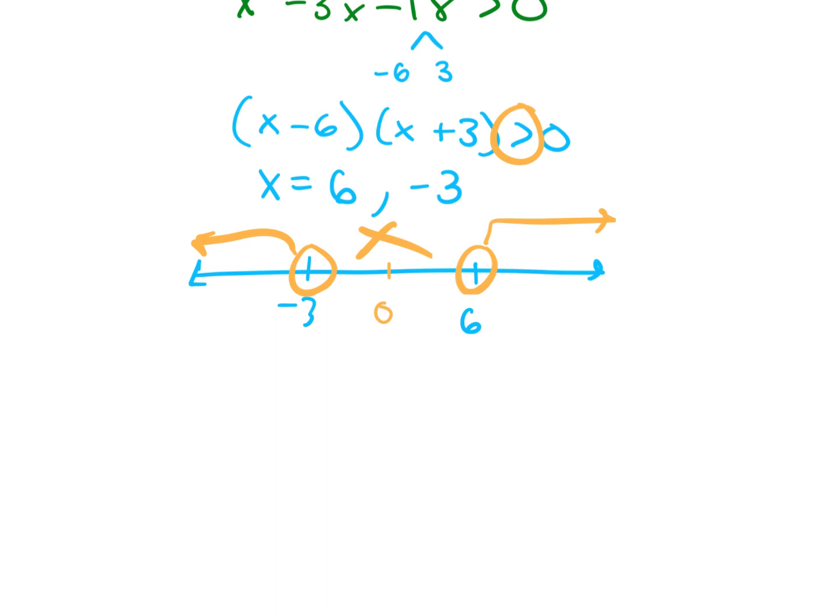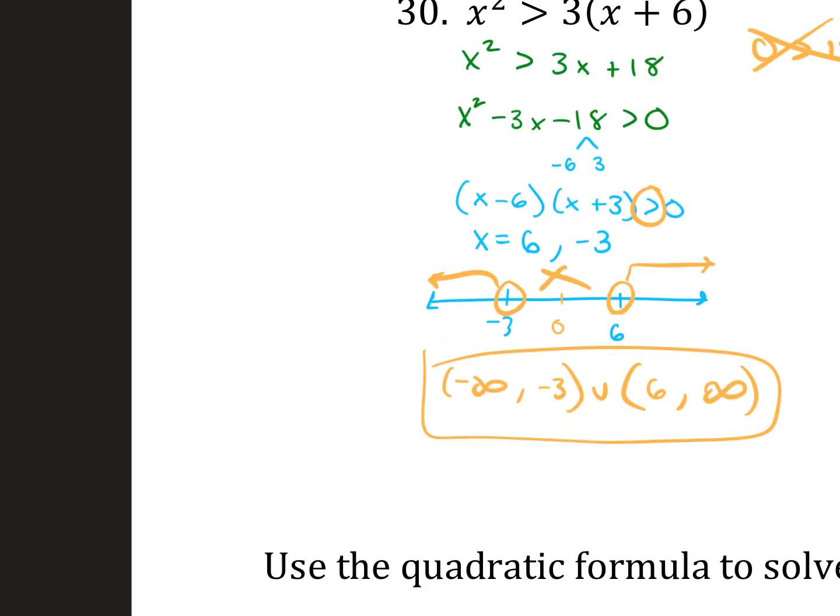This is what I'm getting confused in. Negative infinity to -3 and 6 to infinity. If it's greater than or equal to or less than or equal to, the numbers would have brackets. If it's just greater than or less than, then the numbers are going to have parentheses.